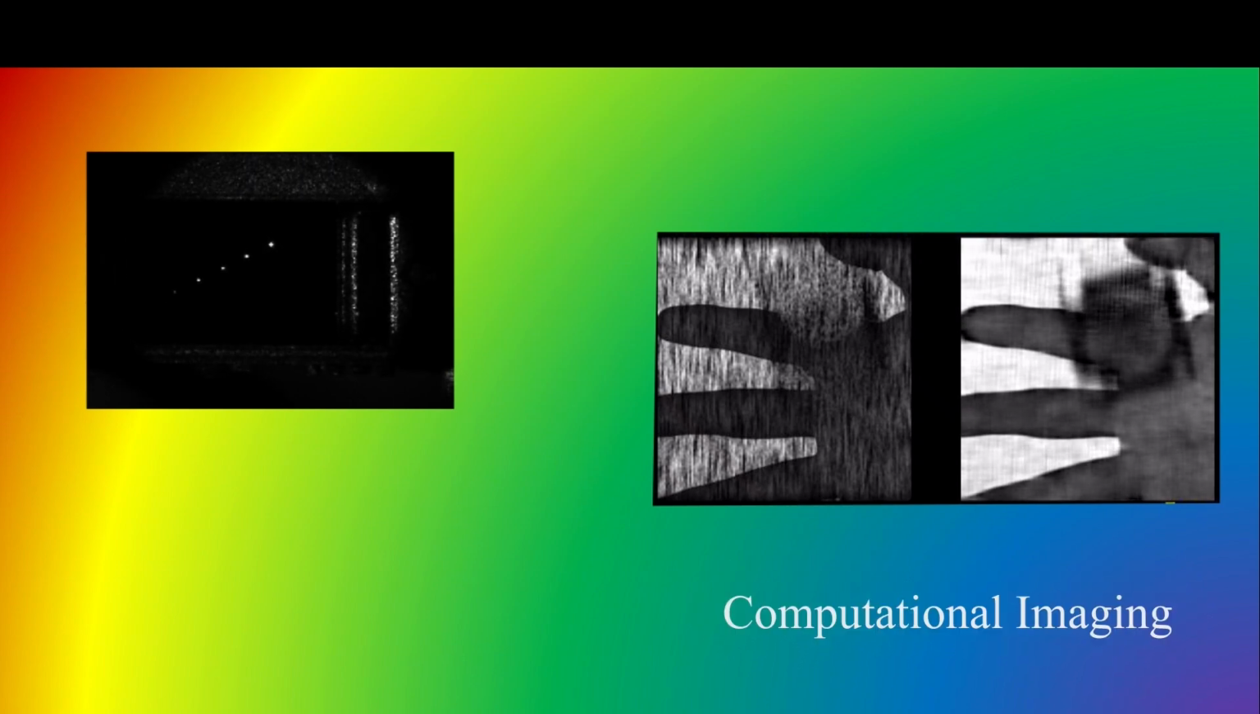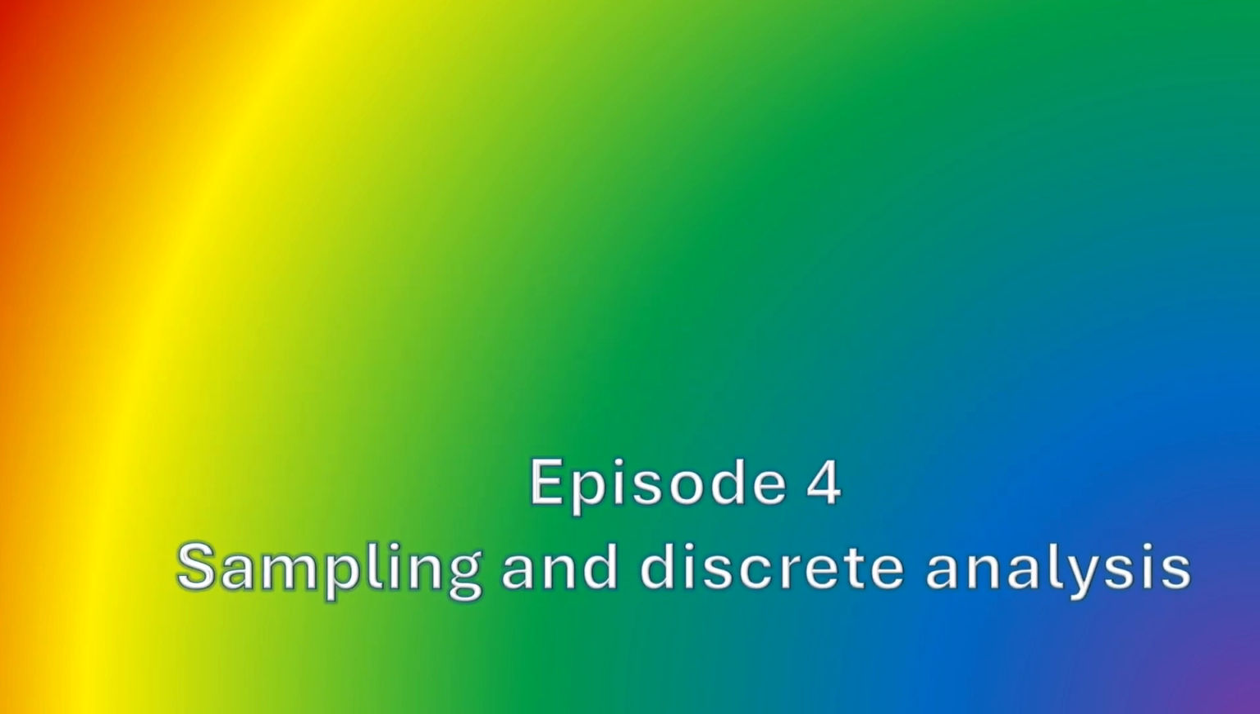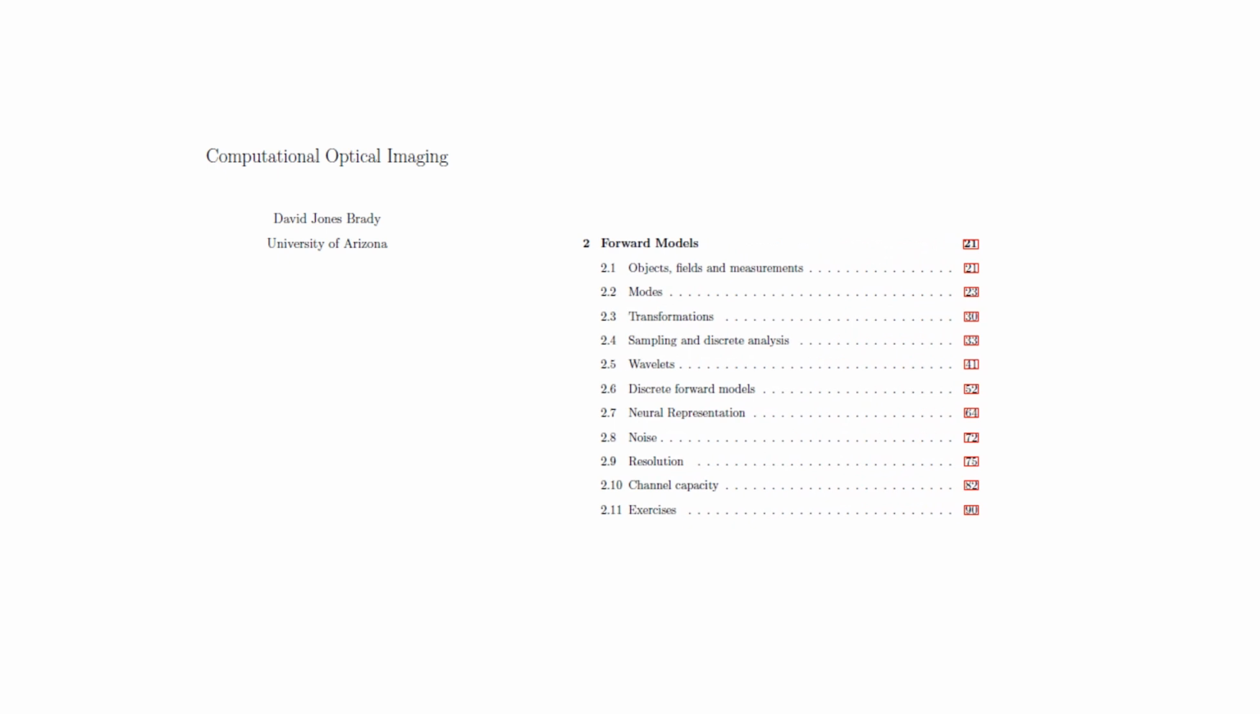Computational imaging. Episode 4, Sampling and Discrete Analysis. We're talking about computational optical imaging. We're in Chapter 2, looking at forward models. We're in Section 2.4, talking about sampling and discrete analysis.